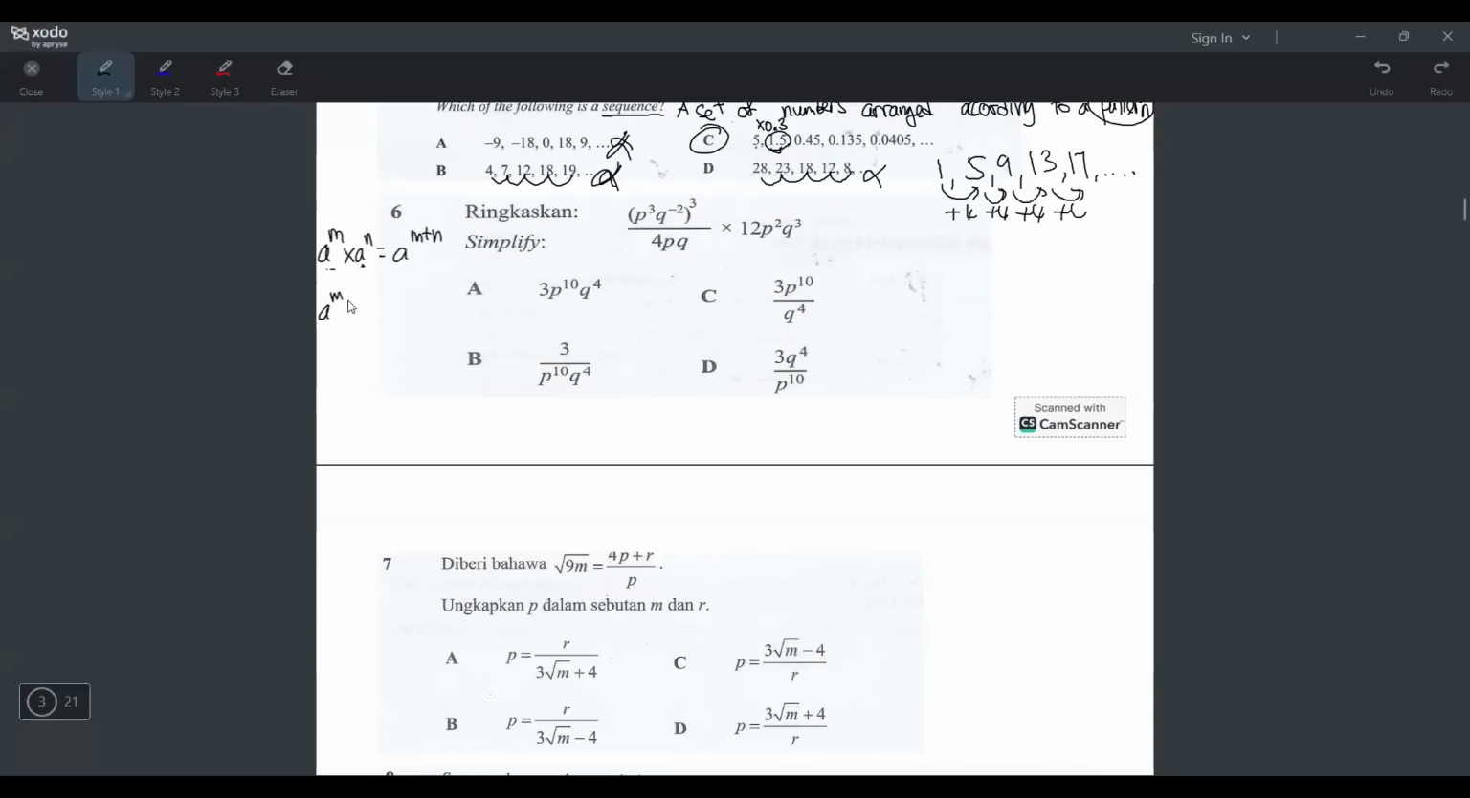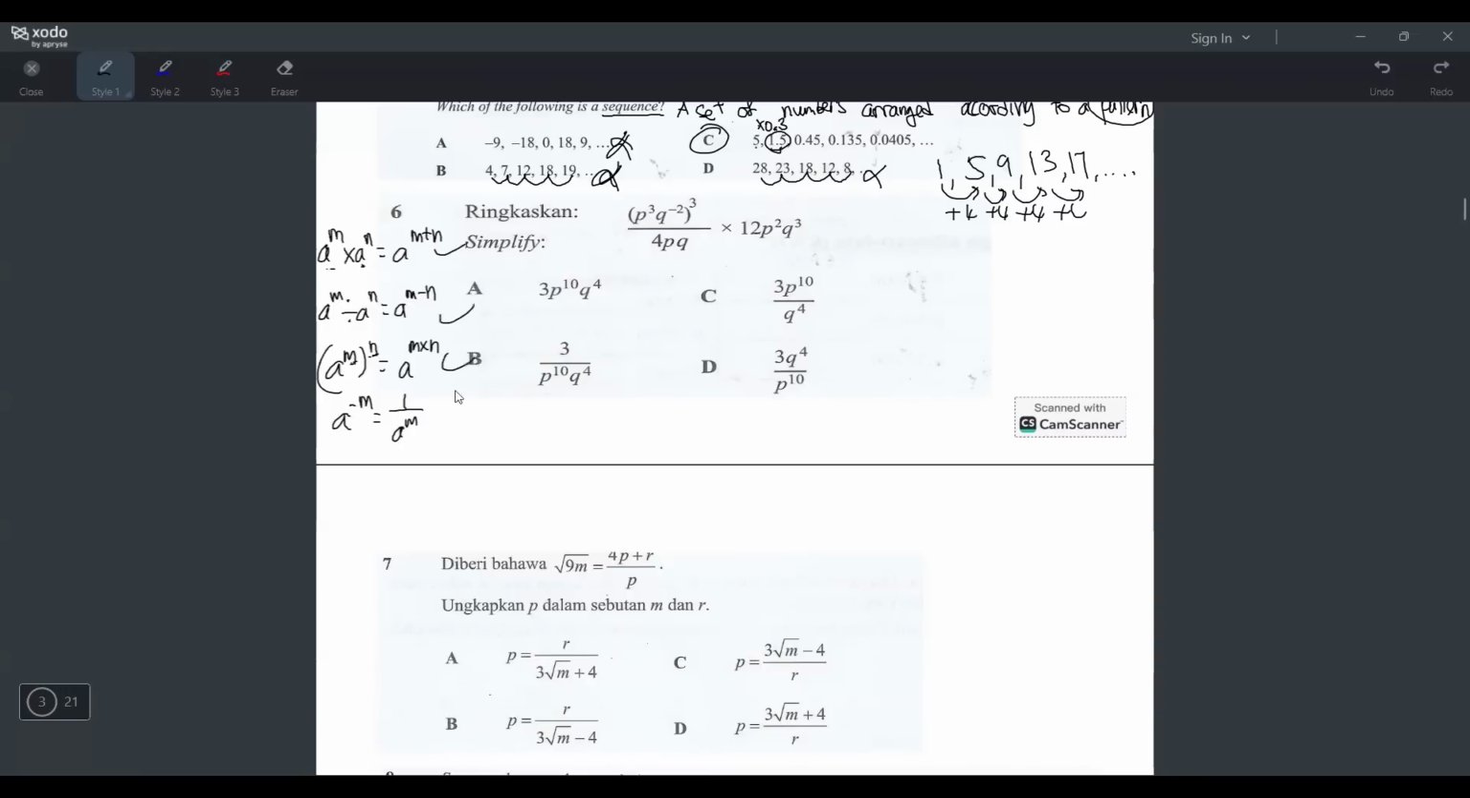What if it's same base divide, a power m divide a power n, then it becomes a power m minus n, right? Next one, if I give you a power m power n, the power like this, side by side, then the power you need to times, right? Next one, if I give you a power negative m, it can become 1 over a power m. It means if the power is negative, you can letak bawah. Bila letak bawah, power kena tukar tanda. You have to change sign lah. So power negative jadi power positive, right? Okay, apa lagi yang saya nak cakap? I think that's all lah.